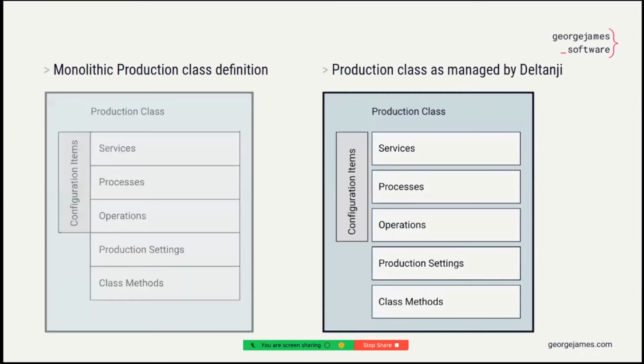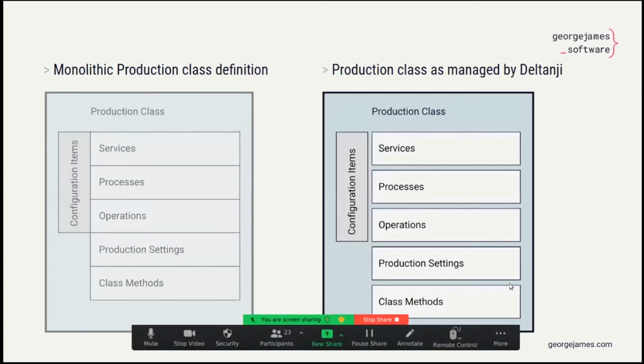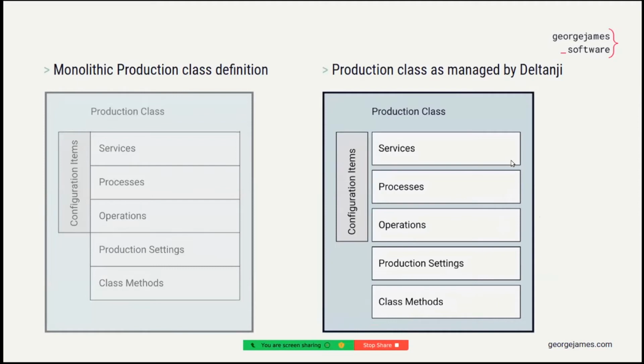So what we've done is for the purposes of source control, we've split the production class into its multiple components. So each configuration item, each service, each process and each operation is treated by Deltanji as a separate component. And this gives you much greater granularity. And by having that higher granularity over the items in the production class, you avoid the issue of having conflicts and collisions between people wanting to edit the same thing at the same time.